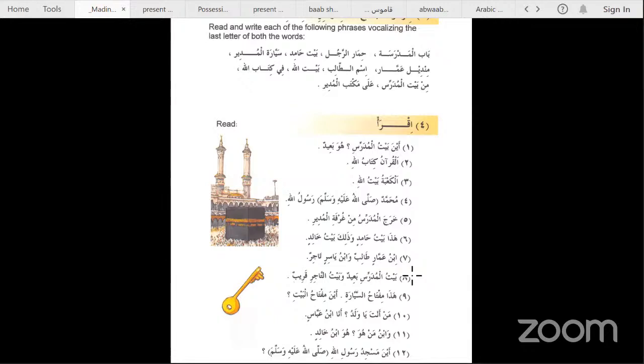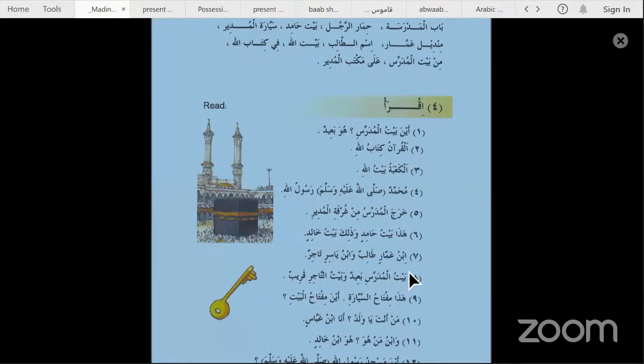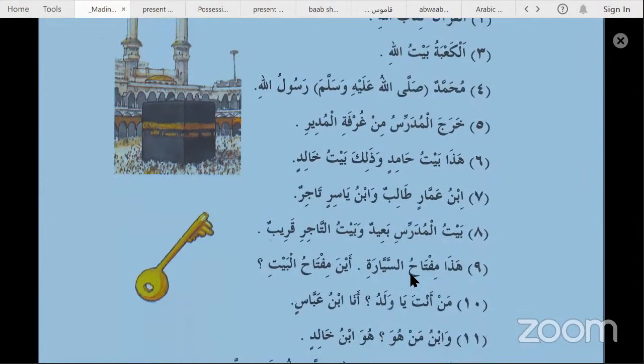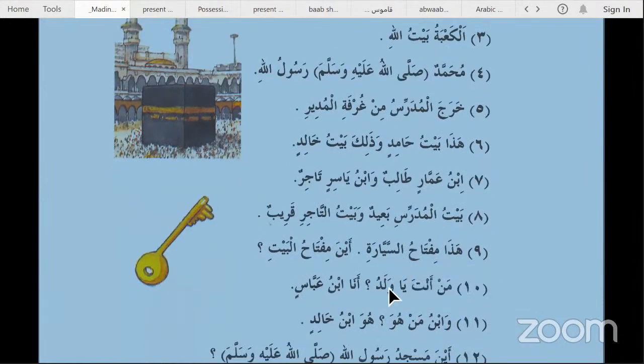Ibn Ammarin talibun wabna Yasirin tajirun. Ammar's son is a student and Yasir's son is a merchant. Baytul mudarrisi ba'idun wa baytut tajiri karibun. The teacher's house is far and the merchant's house is near. Excellent. Haza miftahus sayyarati, aina miftahul baiti. This is the car key. Where is the house key?